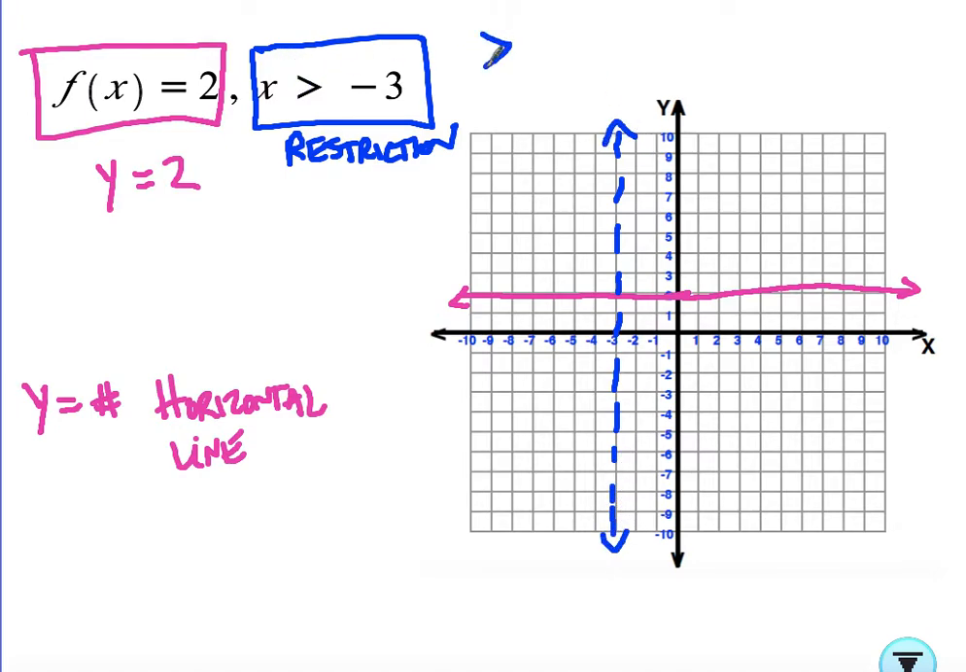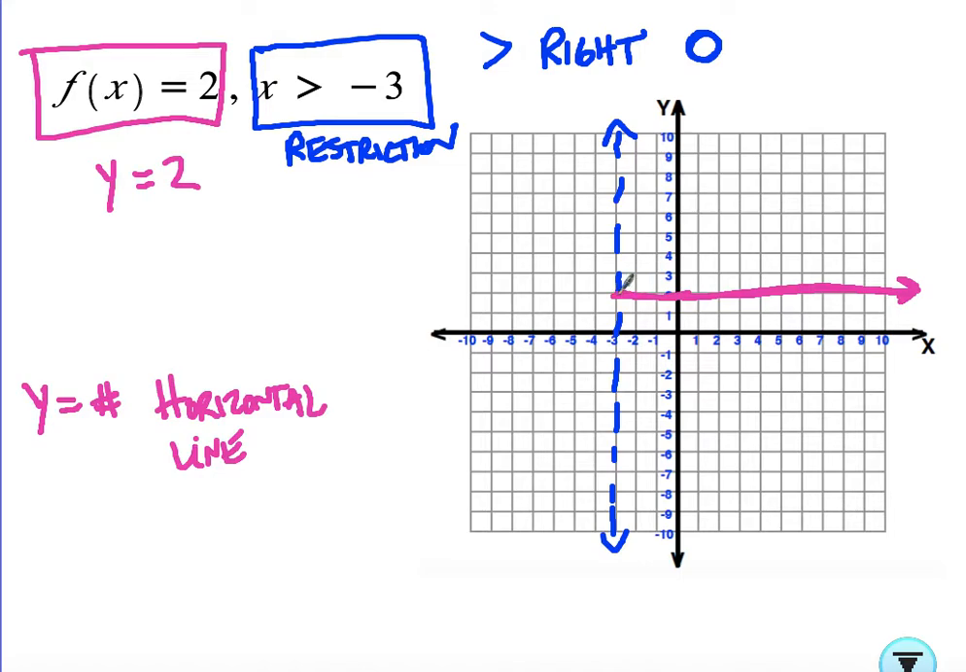And I have a greater than symbol, which means I'm going to need to stay to the right. Greater than, this vertical line is to the right. And since it's just a greater than symbol, I need to have an open circle where it would hit the barrier. So I need my pink function to stay to the right of this blue barrier. So I'm going to erase everything over here. Okay. And so my function is staying to the right of my barrier.